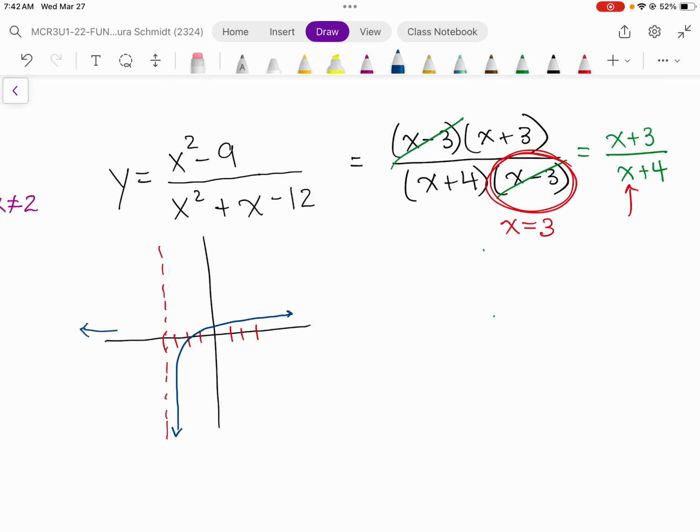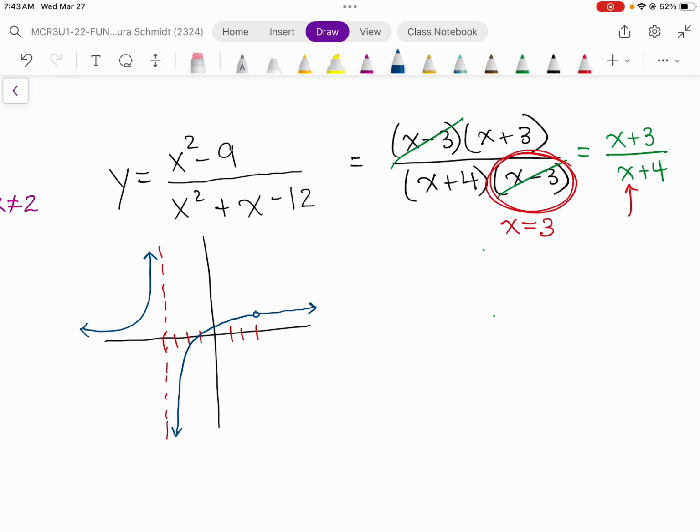Let's say, which you don't have to know how to graph, but let's say our graph looks like this. Then when x equals 3, there's actually a hole in the graph there. So there's literally a hole, nothing exists there.